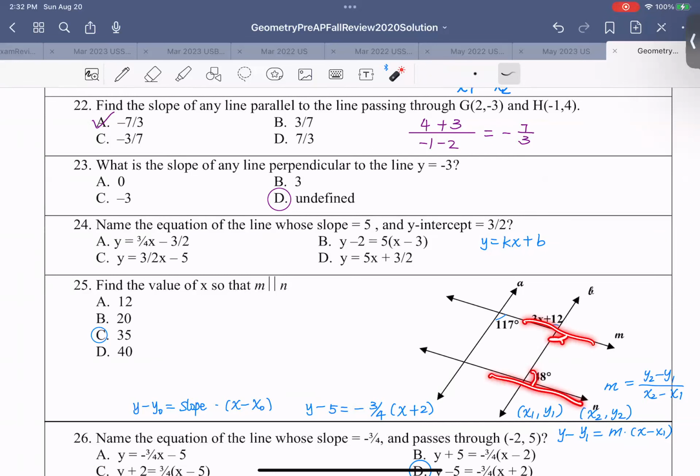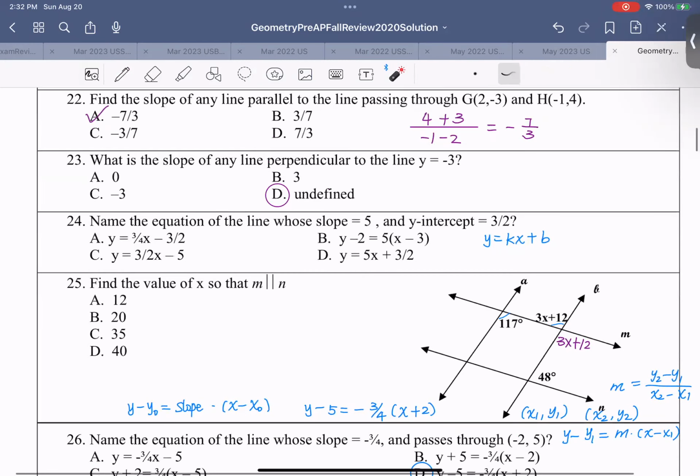M parallel N. See, so same side interior angle, the sum equals how much? The 180. The vertical angle is here, so this part is also 3x plus 12, right? And you have M parallel N. So what do you do? You plus them together equals 180, correct? Yeah. Let's solve it, please.